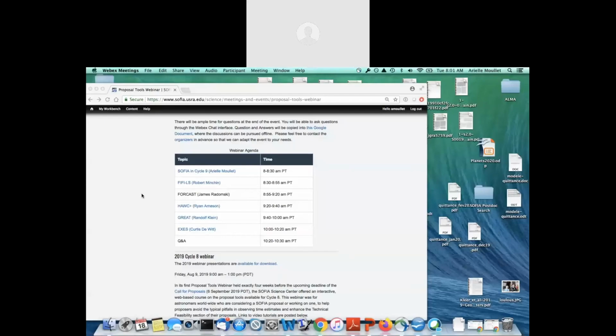So I'm going to share my screen just with the schedule for today. We're going to go fast through many topics. I'm going to talk for half an hour about the general description of SOFIA and of Cycle 9. And then there will be 5 examples that are more hands-on on how to calculate signal to noise and observing time and prepare astronomical observing request for each instrument. And there we'll have some extra time for Q&A, but of course questions are welcome at any time.